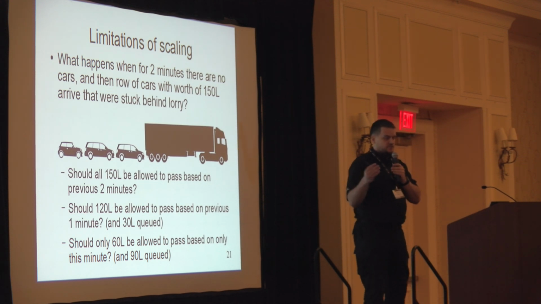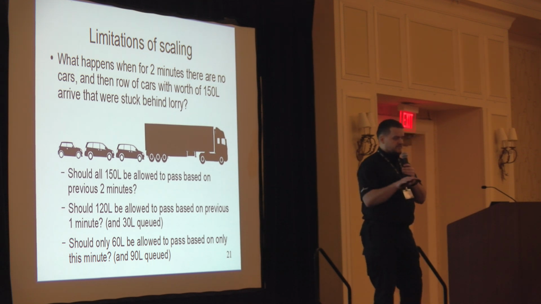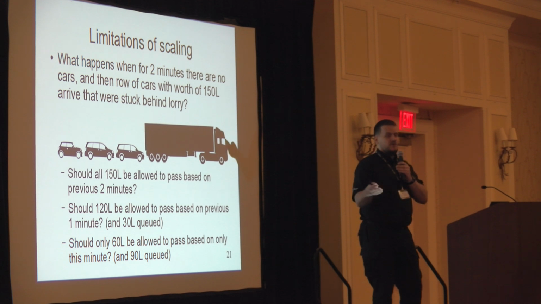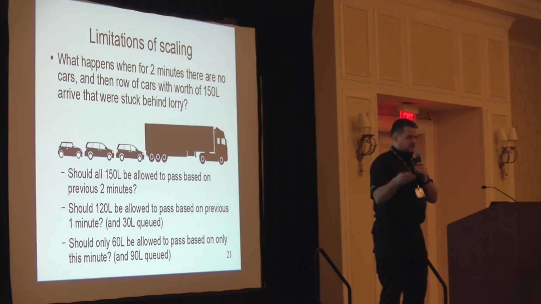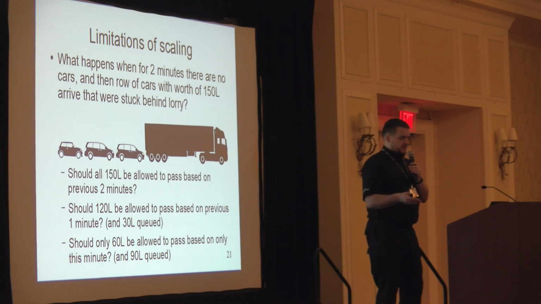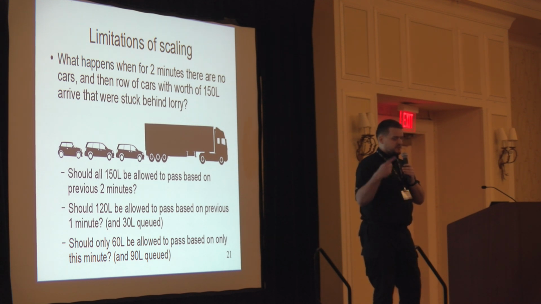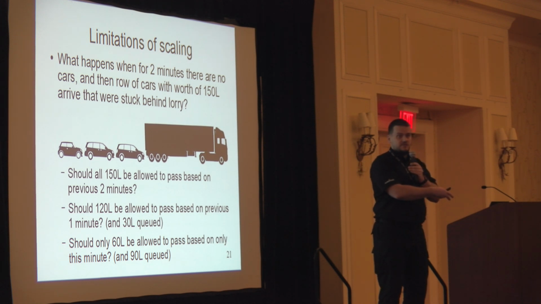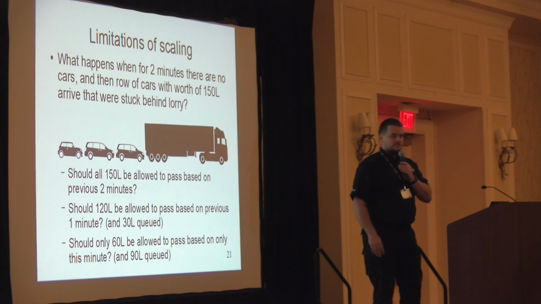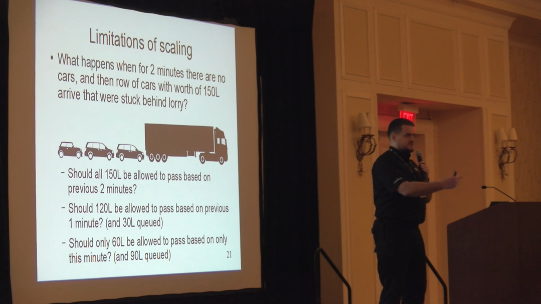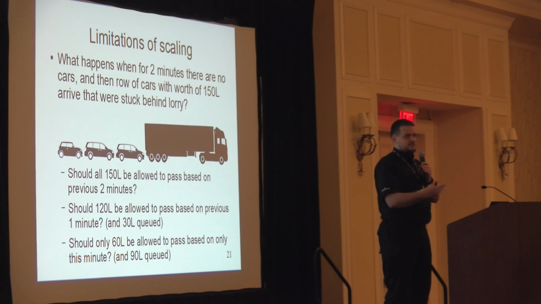So what happens when you have 2 minutes and there's no traffic whatsoever, and then a row of the cars worth of 1,500 liters arrived because they were stuck after the lorry, as they usually do. So what should you do? Should you send all 150 liters to pass based on that the previous 2 minutes were empty? Should you pass 100 liters based on that the previous 1 minute was empty and leave the 30 liters queued? Or you just ignore all the previous 2 minutes and send only 60 for this minute and leave the next 90 for next minutes? So that's the decisions that when you're dealing with throughput, applying the queues, actually the queuing needs to make. So simply people don't realize.